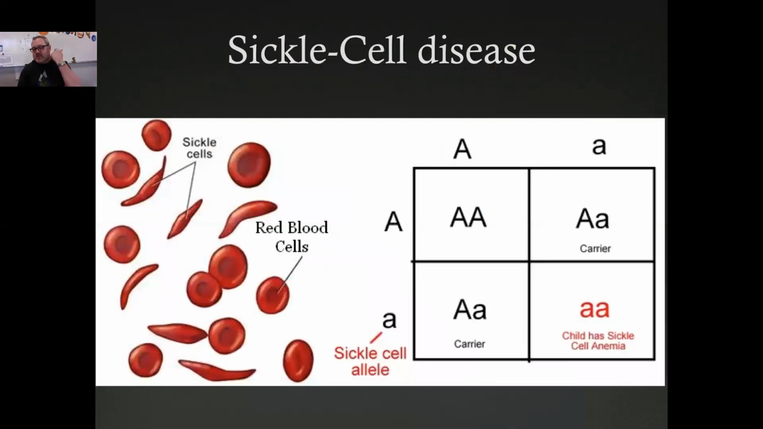Sickle cell disease is an interesting one. We've talked about sickle cell disease before, but if you have sickle cell and you're heterozygous, that means you have some normal blood cells and some sickled cells. They call them sickle because they look like a sickle, like would have been used in the fields centuries ago.